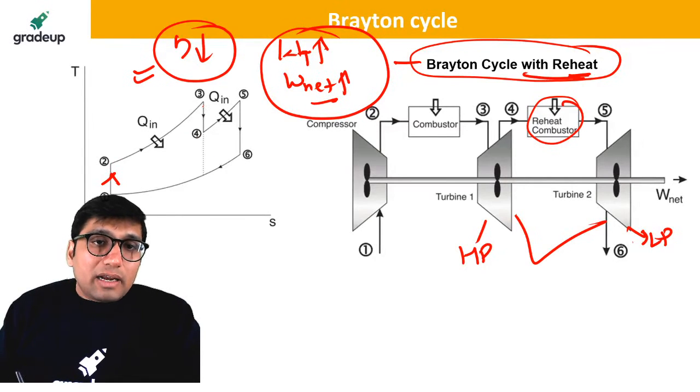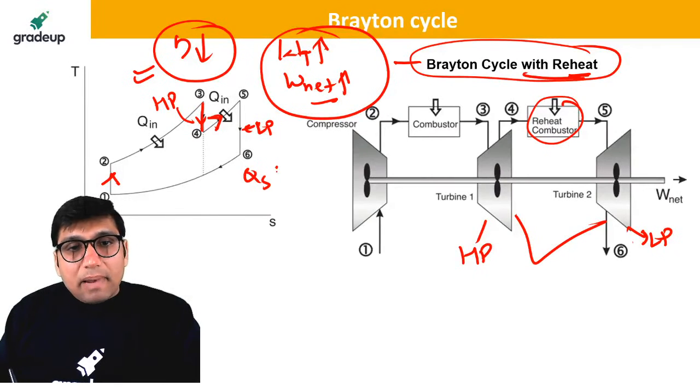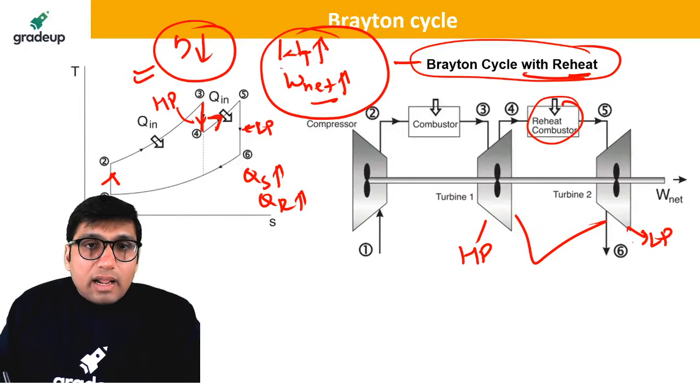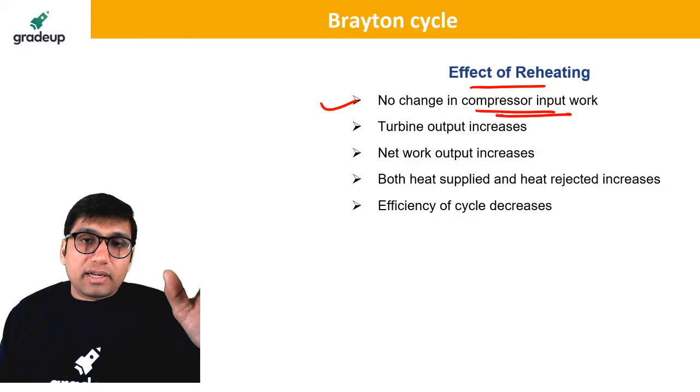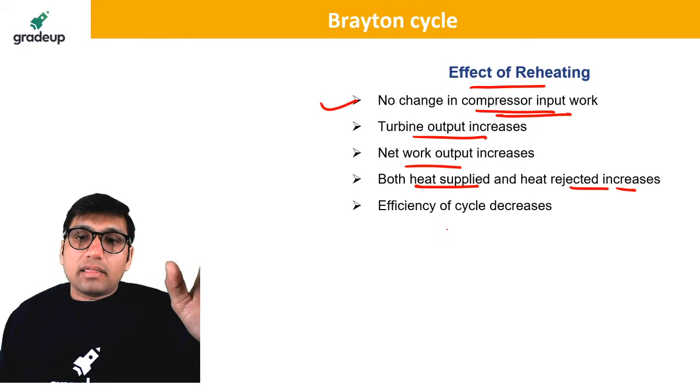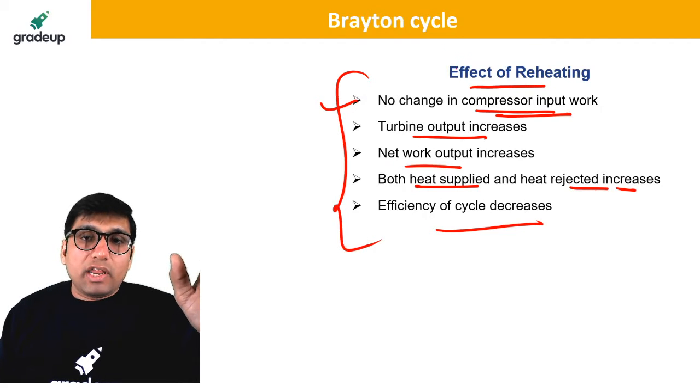So basically in reheating, we use a high pressure turbine and a low pressure turbine, and between them we use a reheater. So what will happen with reheating? The heat supply will increase, the heat rejected will increase, the turbine work will increase, net work will increase, efficiency will decrease. That is the effect of reheating. No change in compressor work. Compressor work is not affected. Turbine work increases, net work increases, both heat supplied and heat rejected increase, efficiency will decrease. This is the effect of reheating.